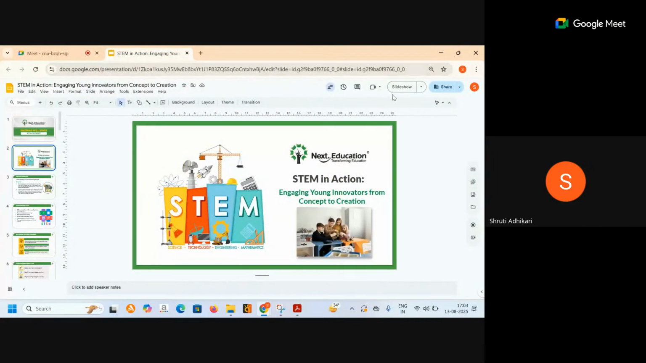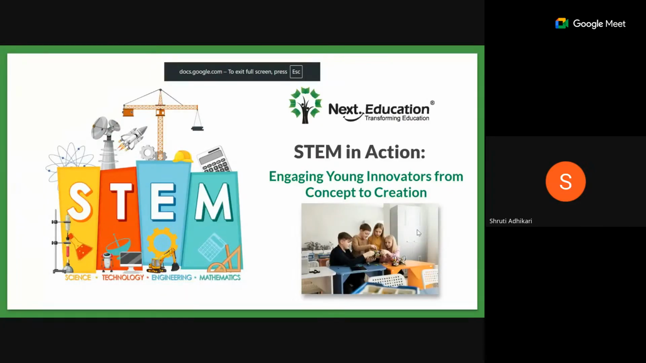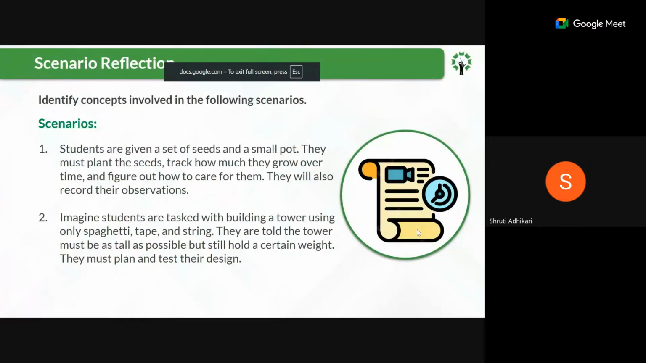This is what the topic is about. Now, in the slide, there's a slide on scenario reflection. Here are short scenarios. You all can pitch in your own scenarios as well. Identify the concepts involved in the following scenarios. Any one of you can volunteer and read the first scenario.